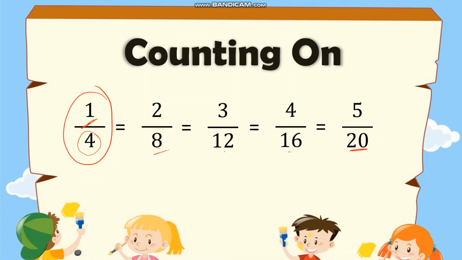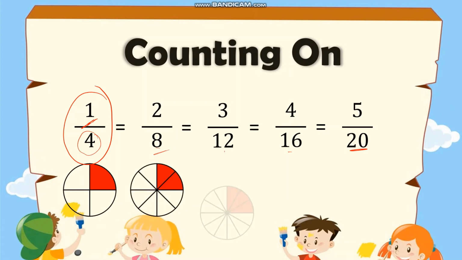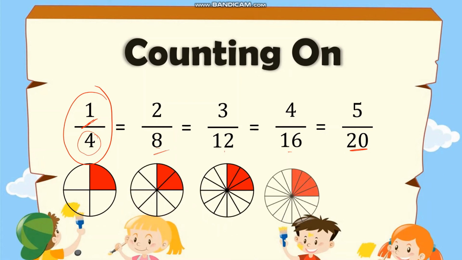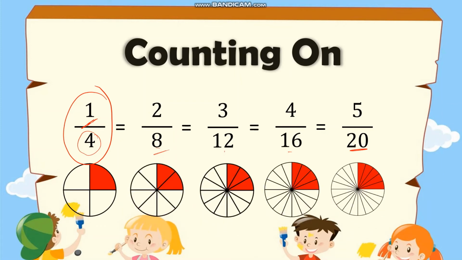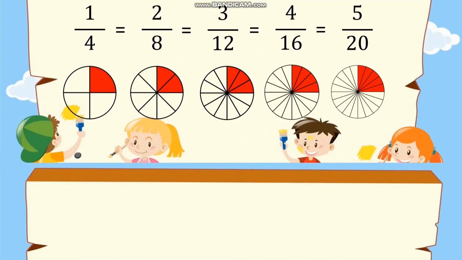Okay, so this is the counting on method. So 1/4 is equal to 2/8, 3/12, 4/16, and 5/20. Okay, so each of these fractions is equal to one another. So as shown in the picture, you will see that the shapes are equal to each other.